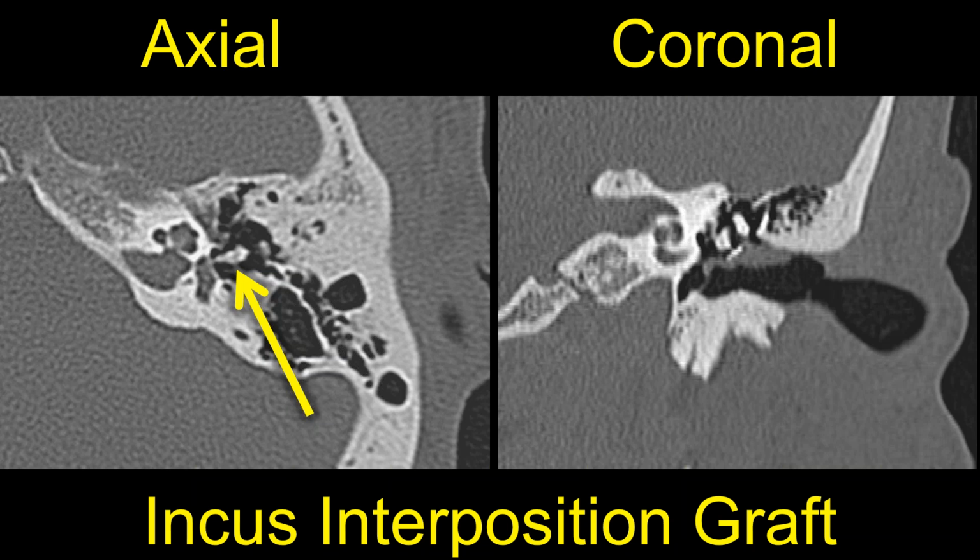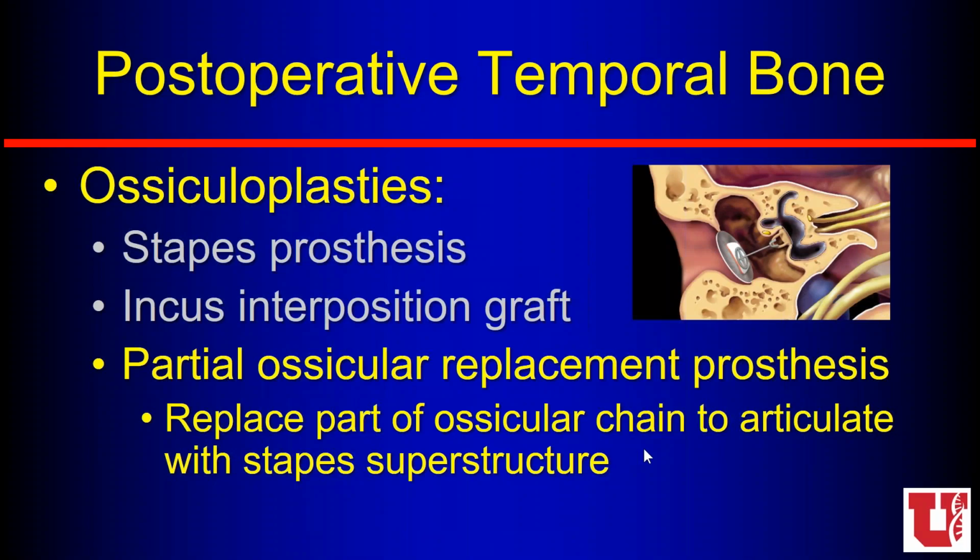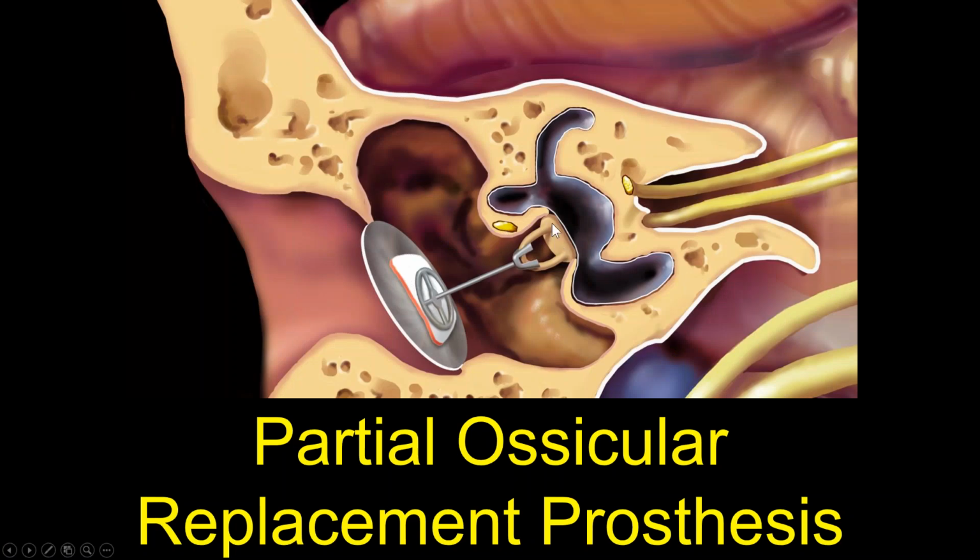So next we talk about the PORP and the TORP. The PORP is the partial ossicular replacement prosthesis. Here we're replacing part of the ossicular chain in order to articulate the tympanic membrane with the stapes superstructure. Depending on the patient and how we're reconstructing it, here's an example of a PORP. We still have the stapes footplate, and we still see the anterior and the posterior crura of the stapes, but we have connected the stapes superstructure directly with the tympanic membrane.